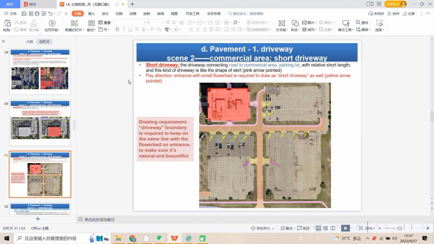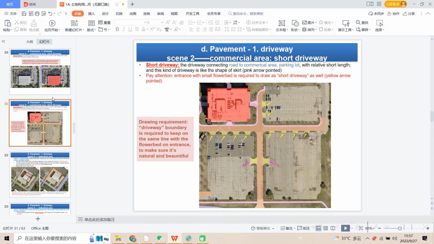All right, let's continue. So as we can see, that's what I have talked about, right? So the driveway boundary is required to keep the same line as a flower bed on the entrance. So make sure it's natural and beautiful. So by drawing like this, the shape of the parking will look very beautiful, will be in the shape of the rectangle. All right, and make sure that those entrances near the flower bed are on the same line, and they should be marked as short driveway.